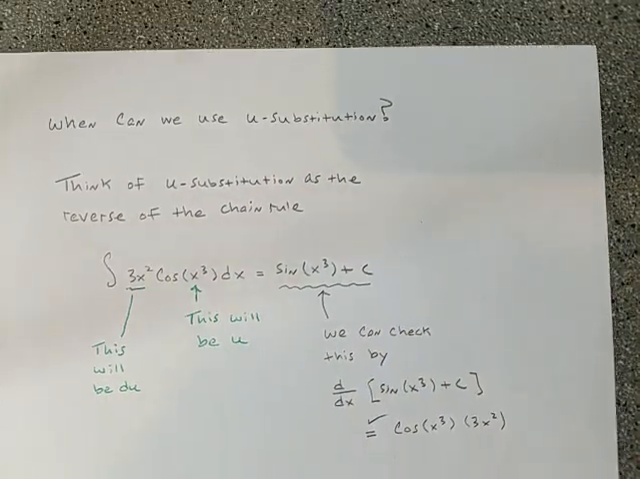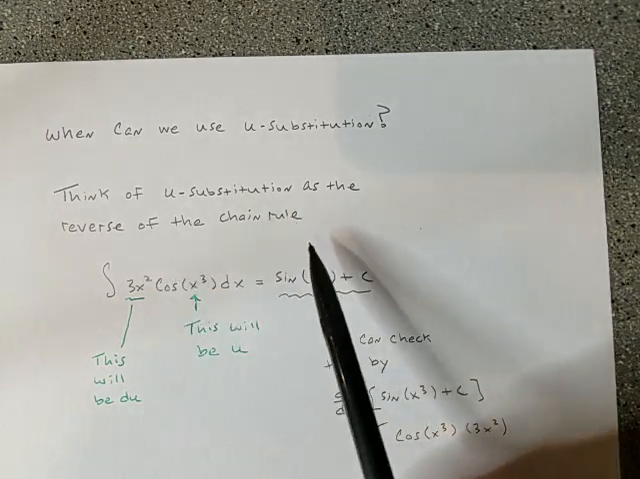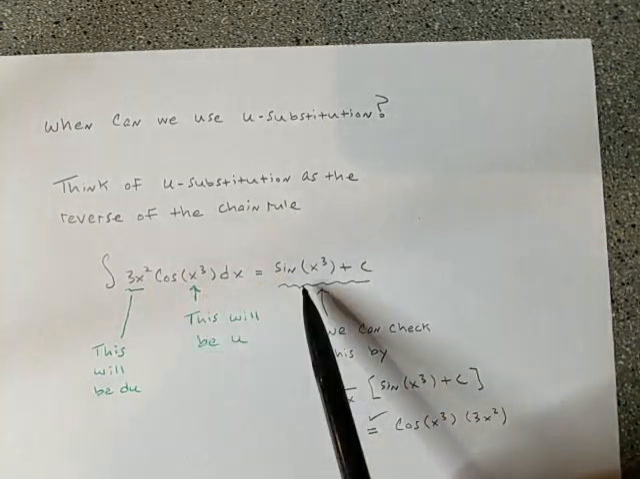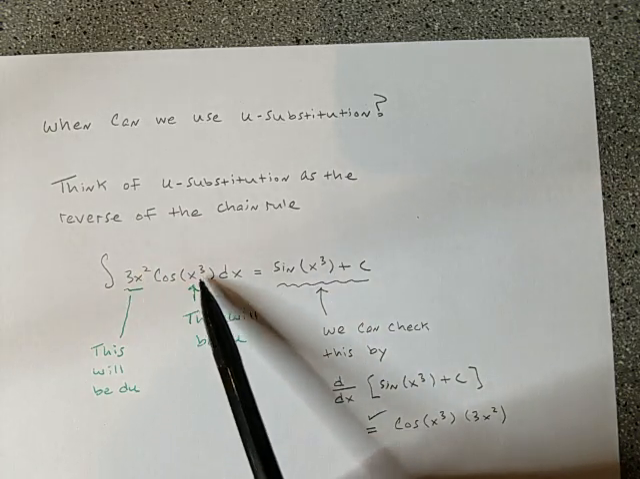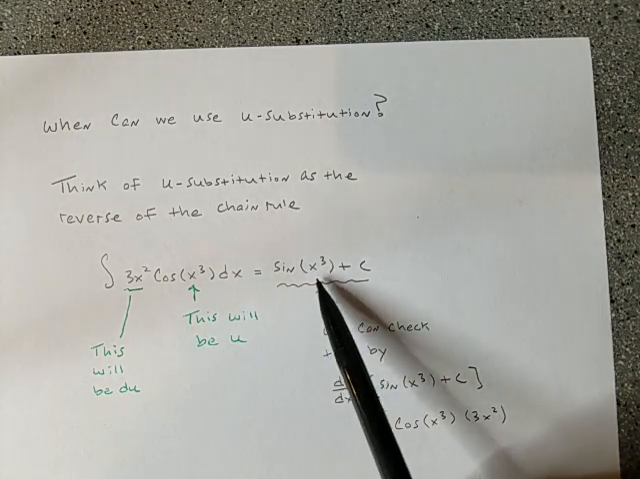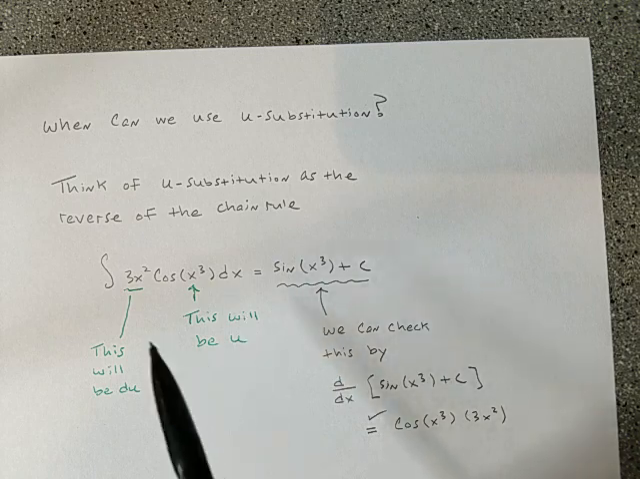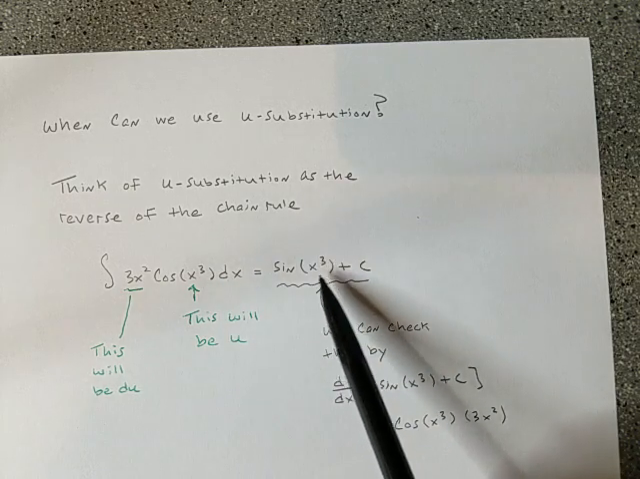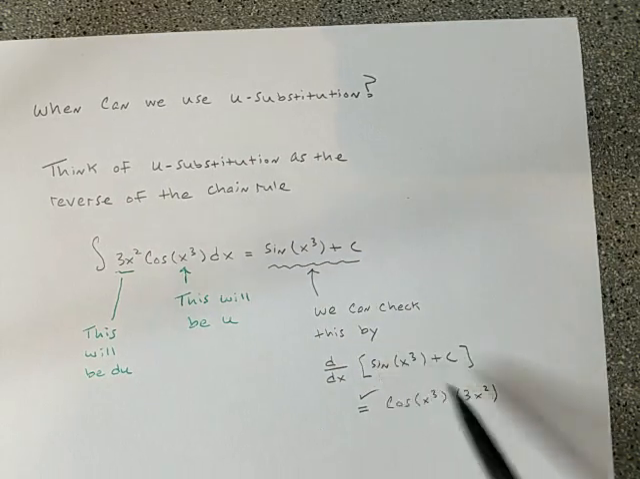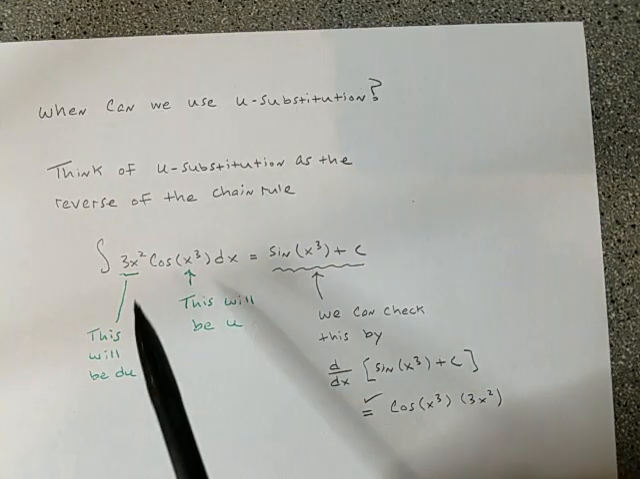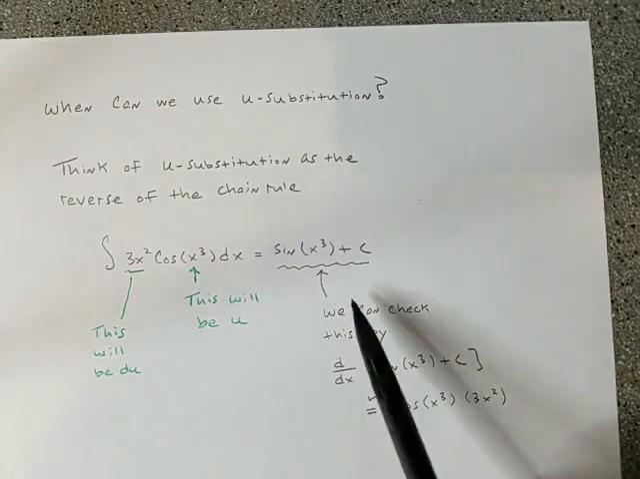Okay? And I think it might be helpful to think of u-substitution as the reverse of the chain rule. So here's a completed problem. It says the indefinite integral of 3x squared times cosine of x to the third power dx is sine of x to the third power plus c. And I just want you to notice that for that x to the third right there, when you take the derivative of this to verify that it's the answer, that's where this 3x squared shows up. It's just the unfolding of the chain rule.